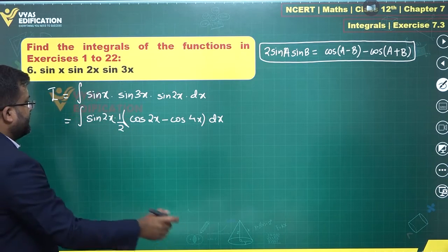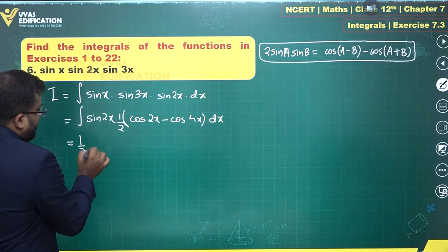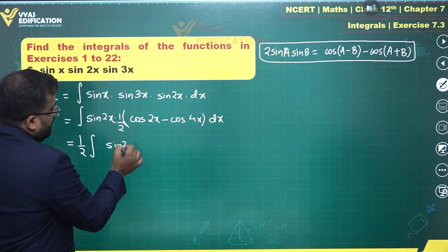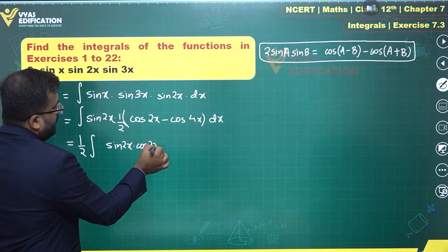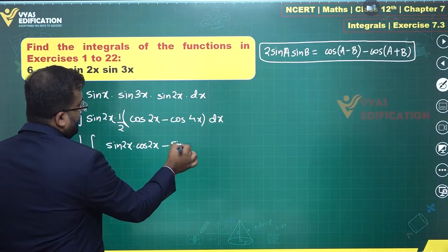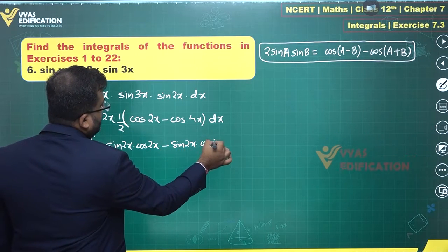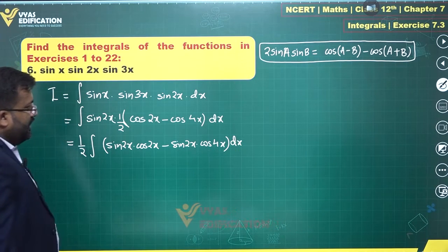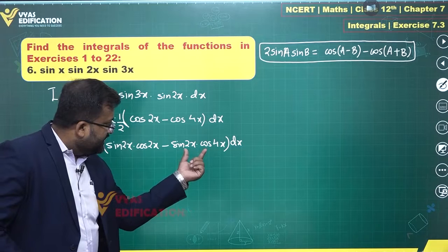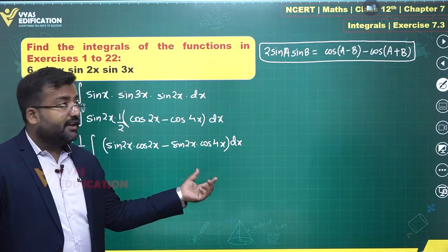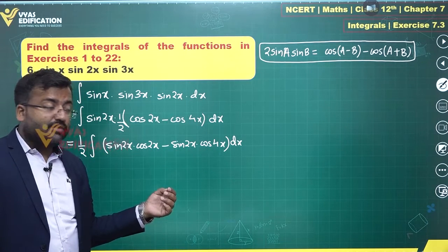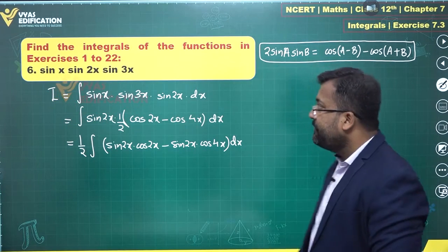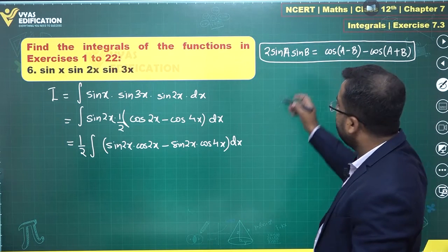Next, this half will come outside the integral sign. And what do we have? We have sin 2x into cos 2x, minus sin 2x into cos 4x, dx. And when I observe this expression, sin A cos B, I recall another trigonometric identity, something similar to this transformation. This is sin A cos A actually, right? So let's use those ideas.